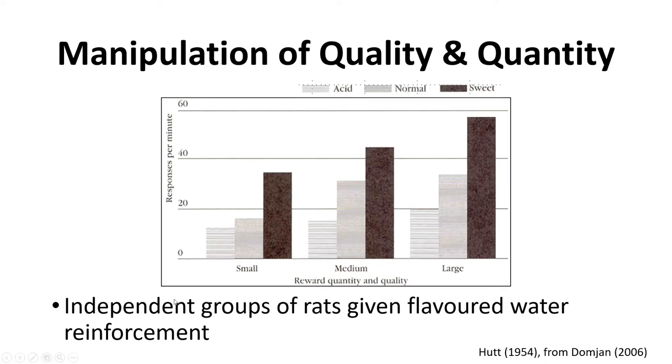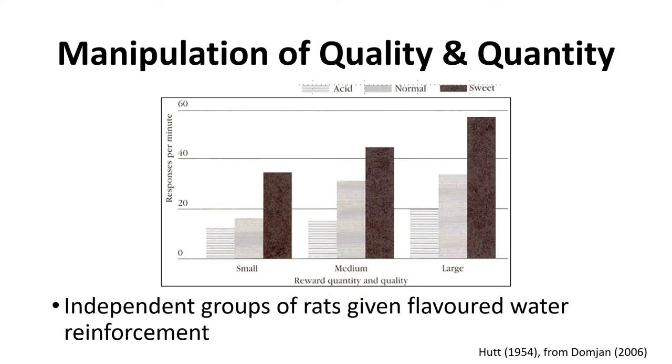And then if we look within any one of these conditions, so if we look at all of the rats that received only a small amount of that reinforcer, we see that if our normal water is our standard, our baseline consideration, then the rats that got acidic water were that decrease in quality, and the sweet water is that increase in quality, and we see more lever pressing behavior for the increased quality and less lever pressing behavior for the decreased quality.